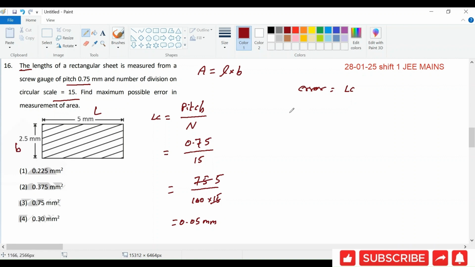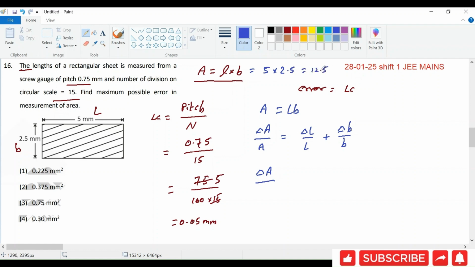Possible error they are asking. Area is equal to L into B. Relative error will be the same. So delta A by A, the relative error in the area, is the relative error in the length plus the relative error in the breadth. So we want delta A. Area formula L into B, find out this value. L value 5, B value 2.5. 25 5s are 125, one decimal point there, one you put here. It is mm square. So we know this value, 12.5.